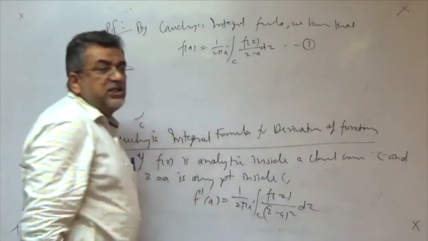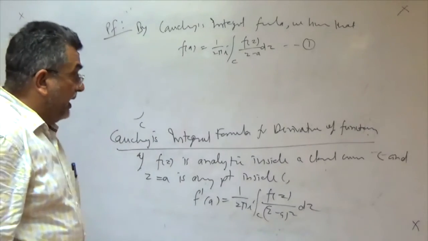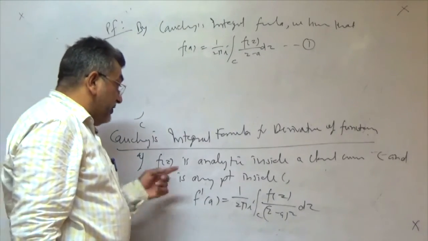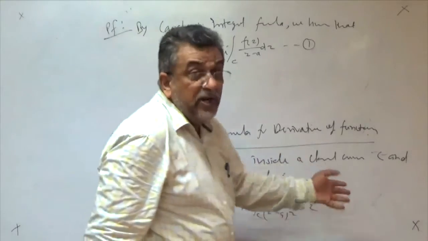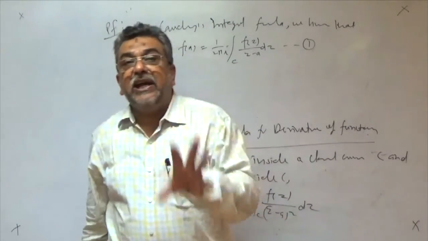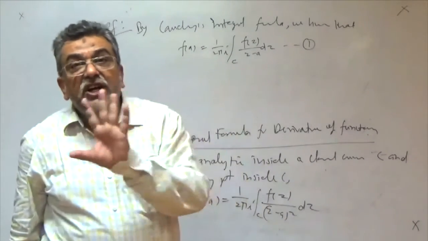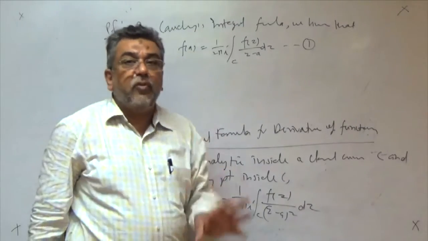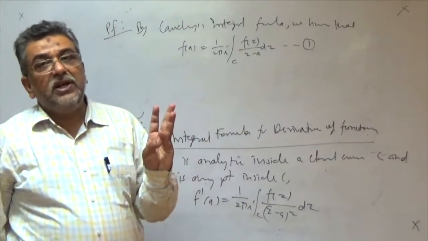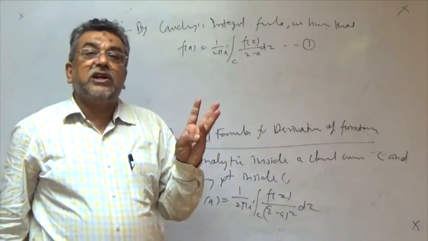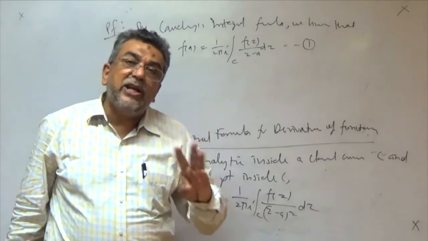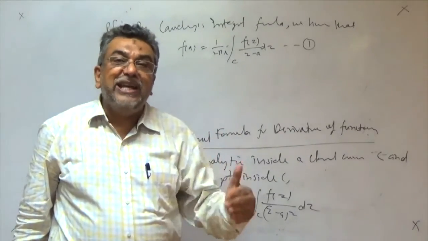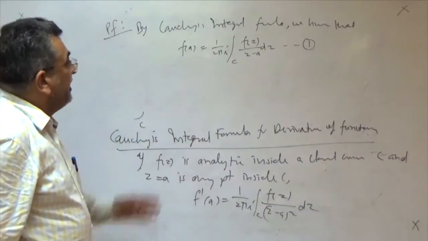This is the statement of Cauchy's integral formula, and it will be applicable here because f(z) is analytic, C is a closed curve, and point a is lying inside C. These are the three conditions for Cauchy's integral formula. First, function f(z) analytic, C is a closed curve, and z equal to a is a point lying inside C. All the conditions are satisfied, so we can use this.